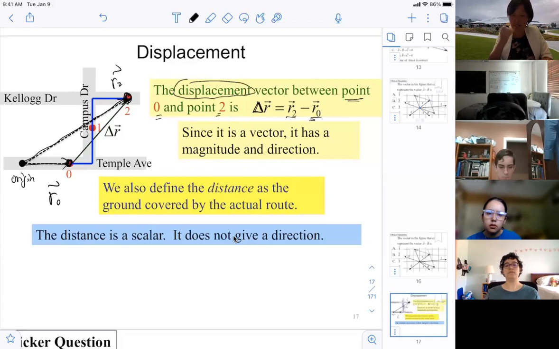We also define distance as a scalar. Distance is the ground covered by the actual route. So from 0 to 2, the displacement is directly aligned, connecting 0 and 2. But the distance you traveled is the blue line. You can see, obviously, they are not necessarily equal to each other. Your displacement is not your distance.